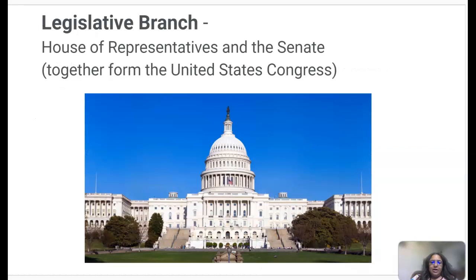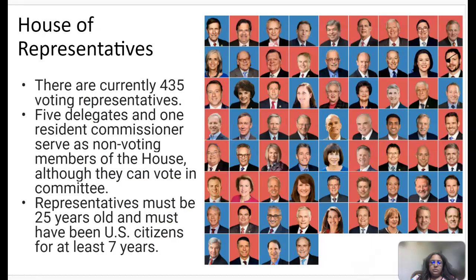Legislative branch, the House of Representatives and the Senate, together form the United States Congress. The House of Representatives. There are currently 435 voting representatives. 5 delegates and 1 resident commissioner serve as non-voting members of the House, although they can vote in committee. Representatives must be 25 years old and must have been U.S. citizens for at least 7 years.